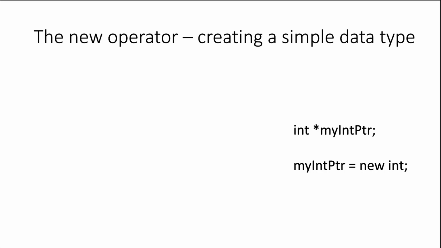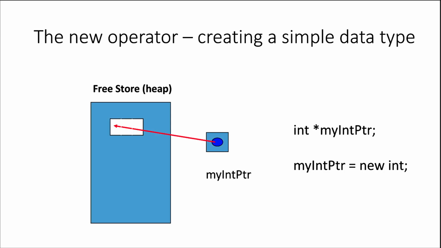Okay, let me begin from here. So int star my int pointer. So there is a pointer, my int pointer, and then my int pointer equal to new int. So the moment these two statements are executed, what will happen? Of course, with the first statement, a pointer gets created. And then in the second statement, in the free store, there will be a block allocated of say 4 bytes, because integer, no? So it is 4 bytes, assuming int is 4 bytes. So a 4-byte block is created, and the starting address of that 4-byte block is now stored in my int pointer. Clear?